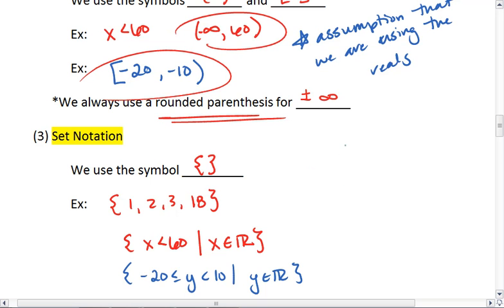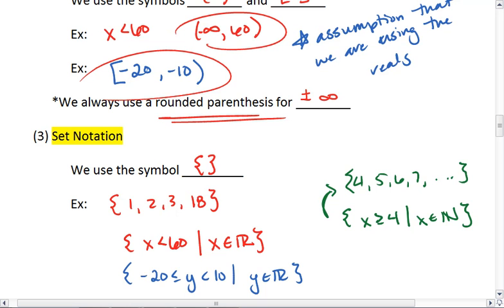Let's say we only wanted the numbers 4, 5, 6, 7, and so on. Well, we could express it in brackets like that, or we could say that we want all the numbers x greater than or equal to 4 such that x is a natural number. So we'll take all the integers or natural numbers from 4 and above. So these two sets right here are equal.